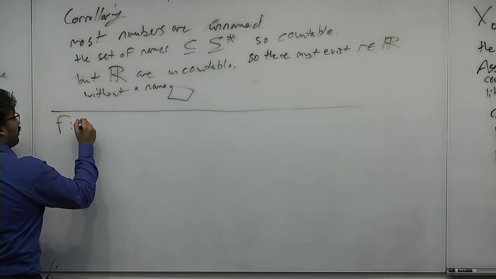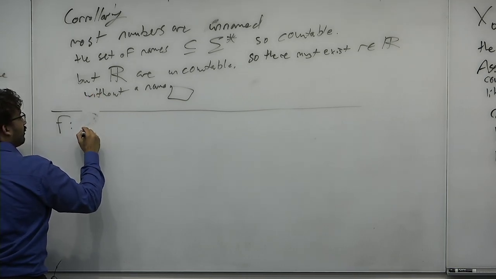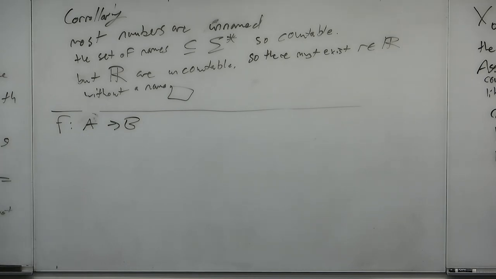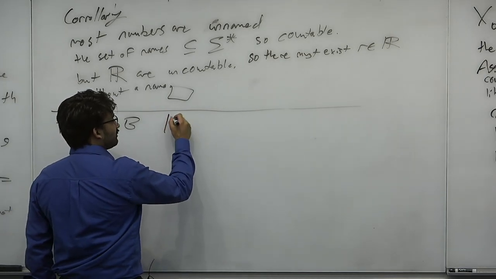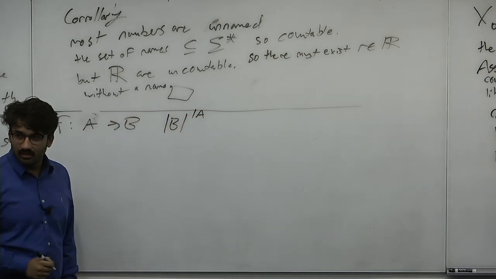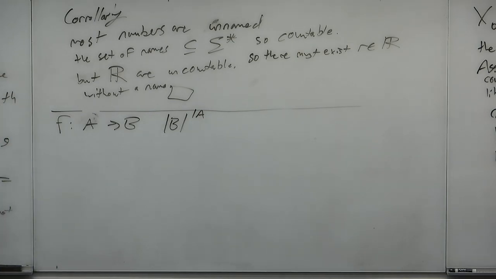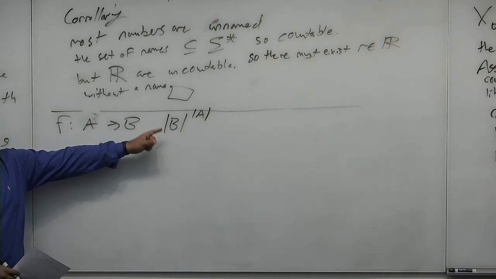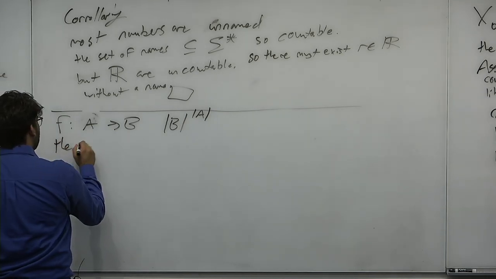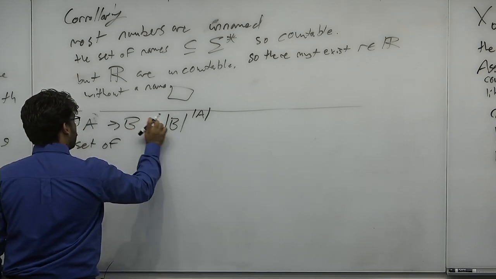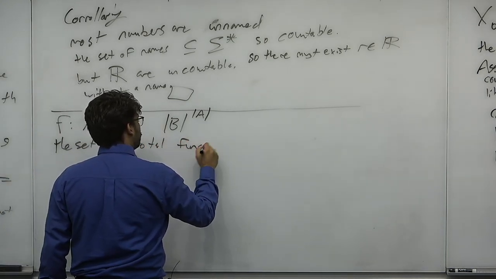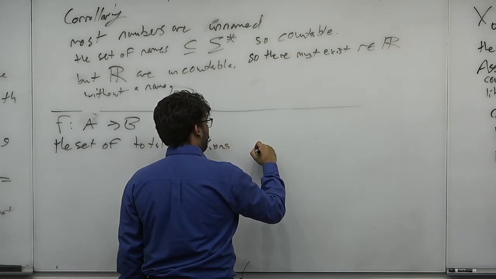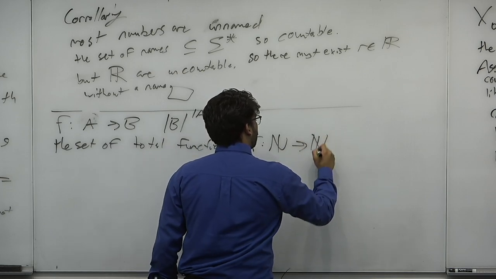If A and B are finite sets, do you know how many functions there are from A to B? Does anyone know this off the top of their head? Total functions from A to B, combinatorics. Cardinality of B to the cardinality of A. Is that true? Maybe it's the other way. Number of total functions from a finite set to a finite set is what? Oh, that's B to the A, because for each element of A, you have to pick an element of B. That looks like 2 to the n. So, in fact, we'll prove the set of total functions from the naturals to the naturals is uncountable.